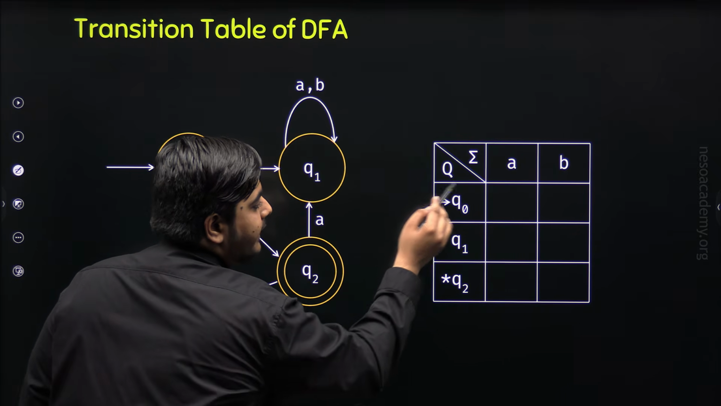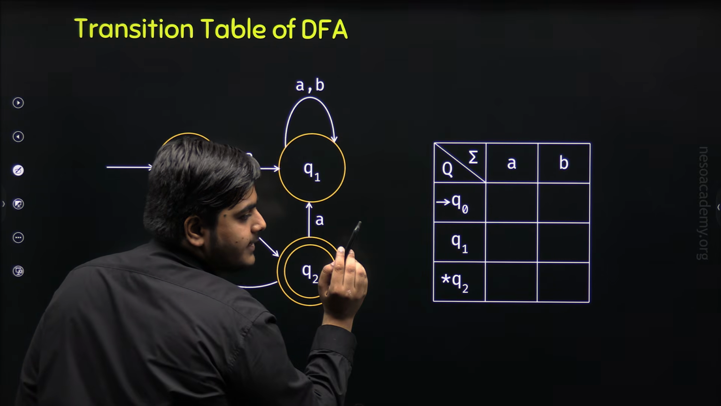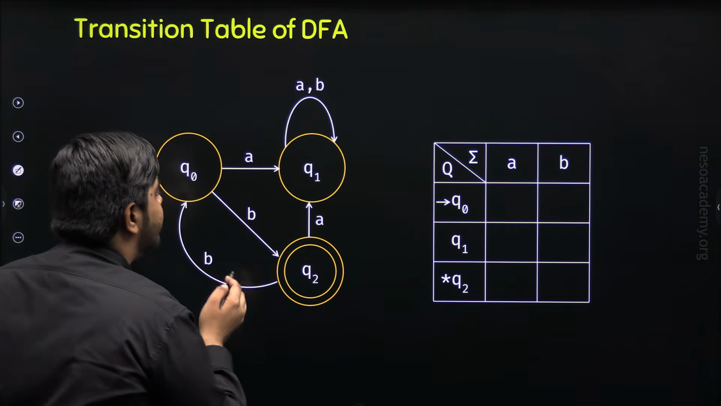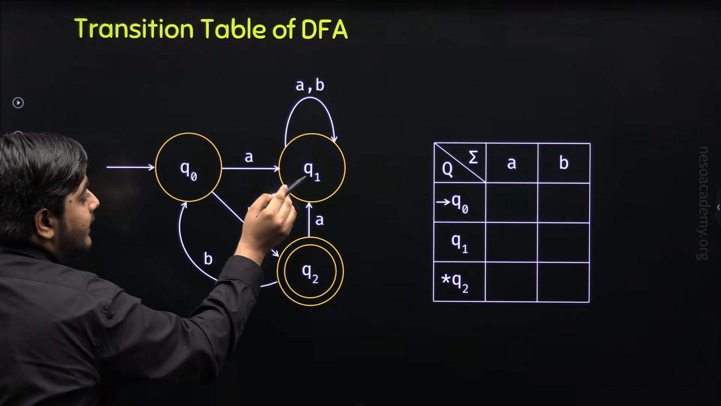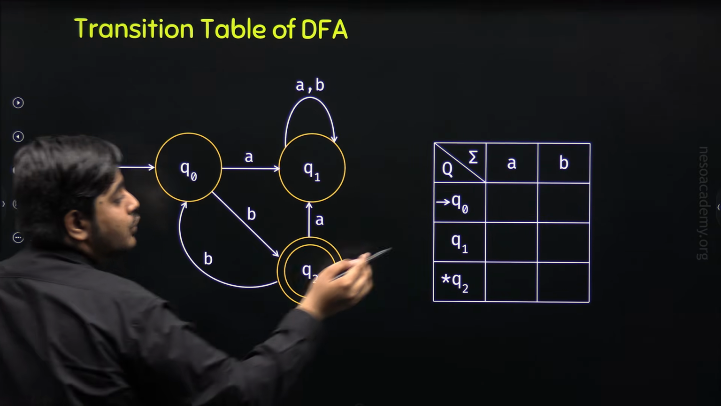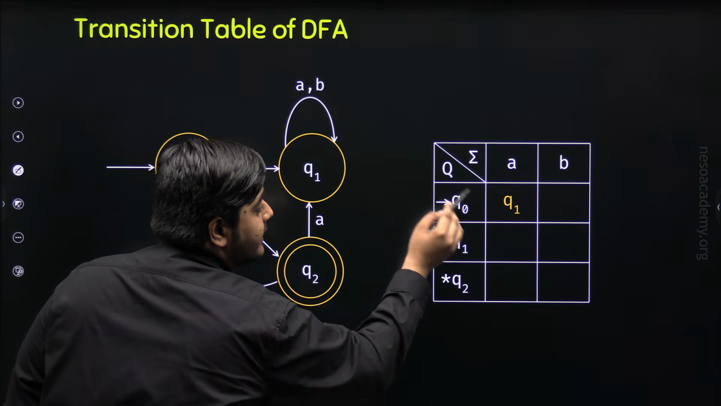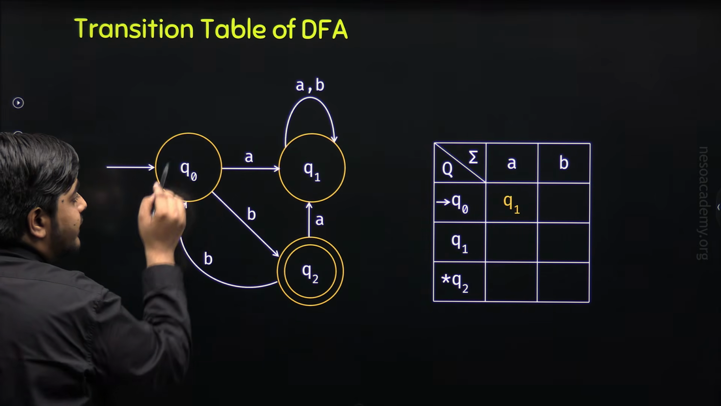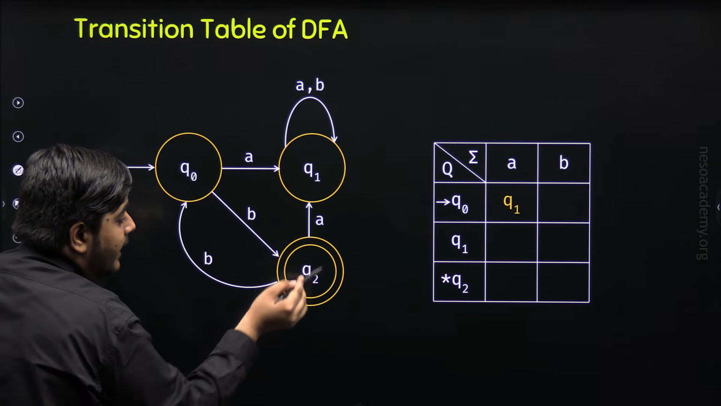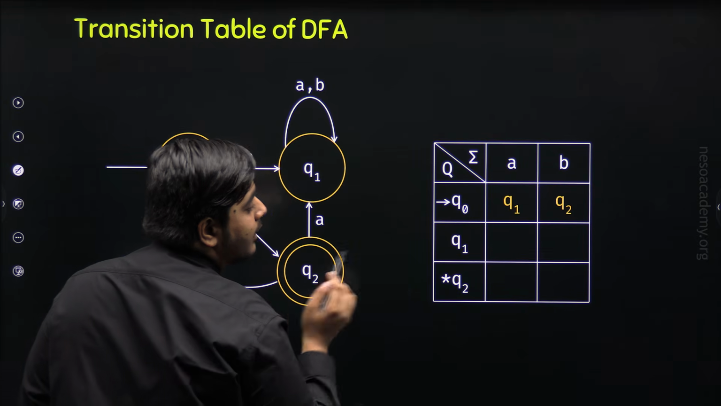If the current state is Q0 and the input symbol is A, then what will be the next state? Let's check in the diagram. If the current state is Q0 and the input symbol is A, then the next state is Q1. So we will write Q1 here. Similarly, if the current state is Q0 and the input symbol is B, then the next state is Q2. So we will write Q2 here.